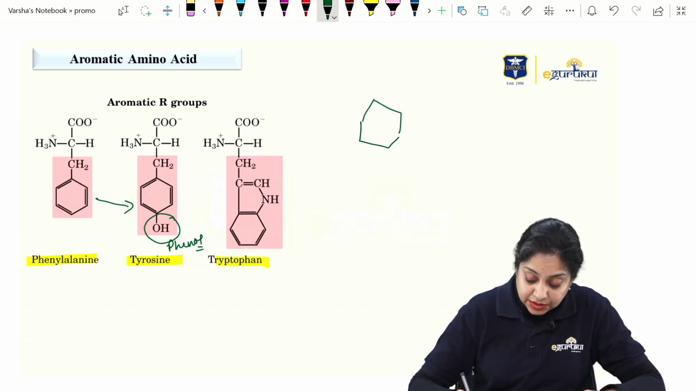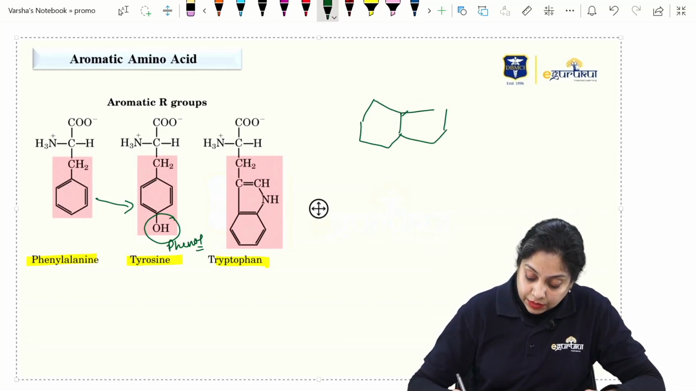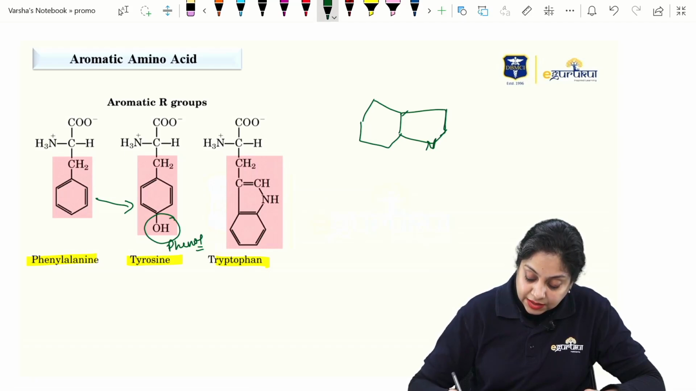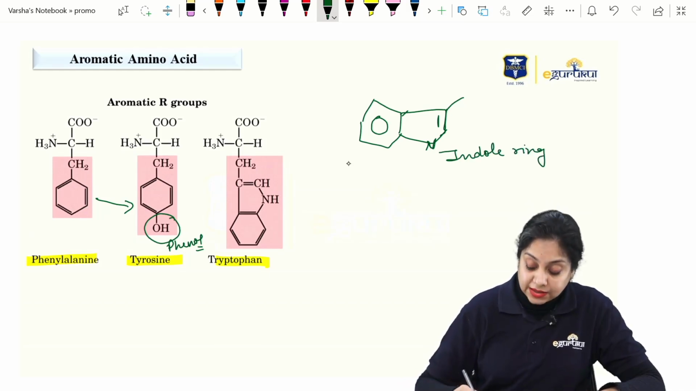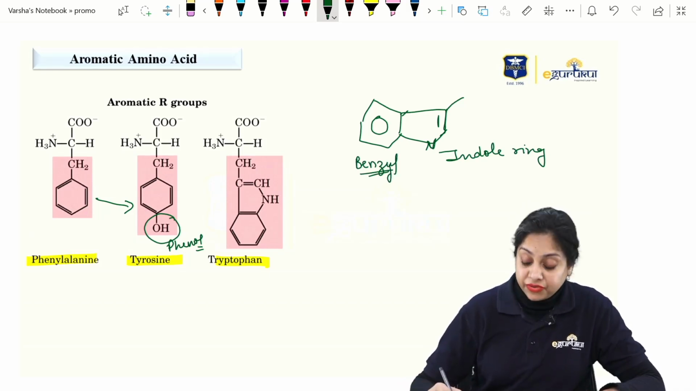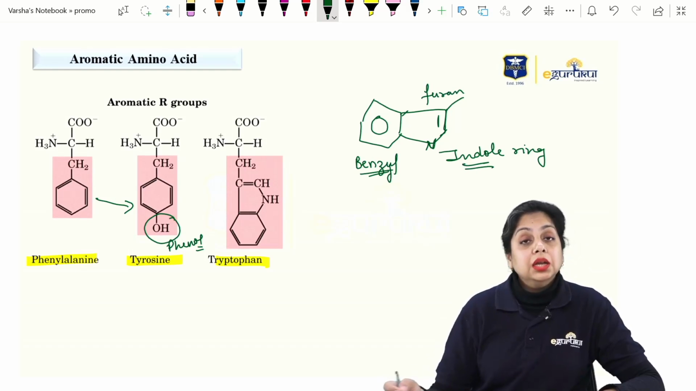One is a 6-membered ring and another is a 5-membered ring. That 5-membered ring has a nitrogen and a double bond. This is the circular one and this is a double bond. This is what we call an indole ring. It has a benzyl part, and the 5-membered part is a pyrrole ring, which together gives you the indole ring. This is what we will be focusing on.